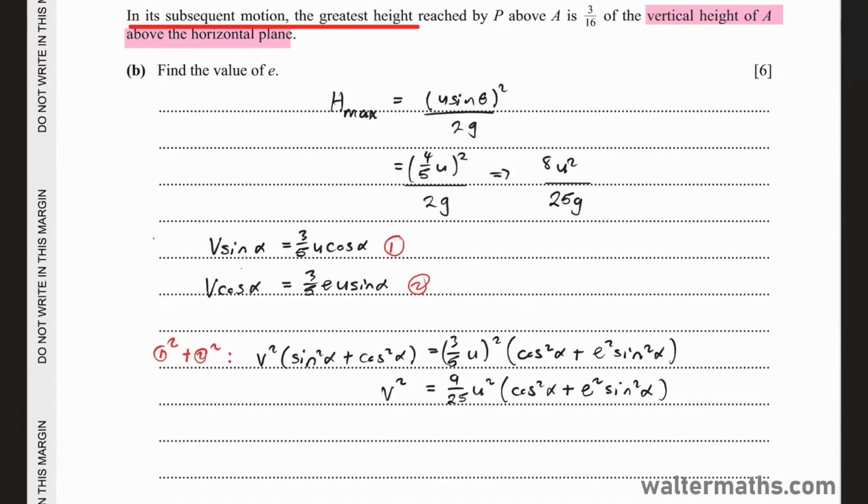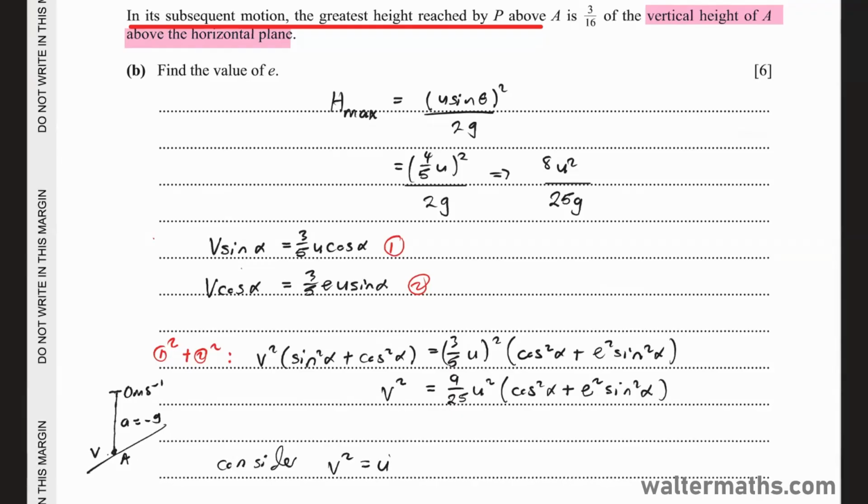All right. So with what we have right here, since the question says "in the subsequent motion, the greatest height by P above A," we're talking about the greatest height from when the particle strikes the inclined plane and goes up. Its greatest height above A is such that the speed with which it left is v, so we have v squared, and the final speed is 0, because that's how it's going to reach the final speed. So 0 meters per second, and acceleration is negative g.